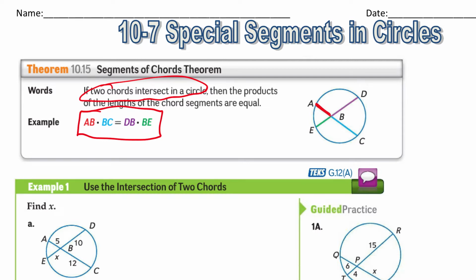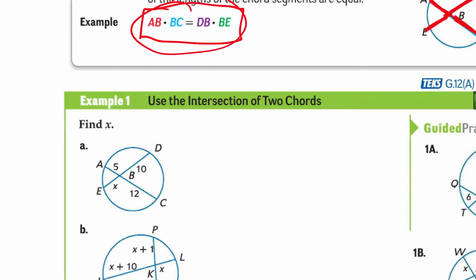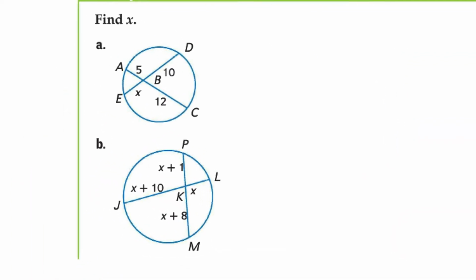If you take AB and multiply that times BC, I'm just reading what this says, that equals DB times BE. So whenever you take this piece times this piece, it equals this piece times this piece. All right, so down here, x times 10 equals, what do you think? 5 times 12, that's right.